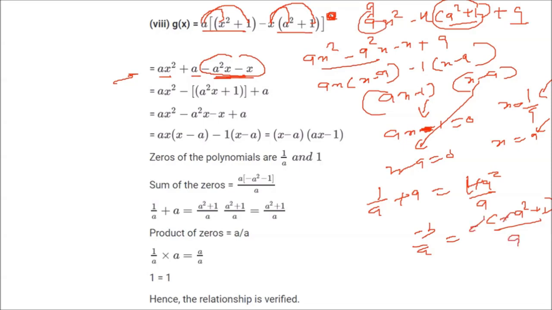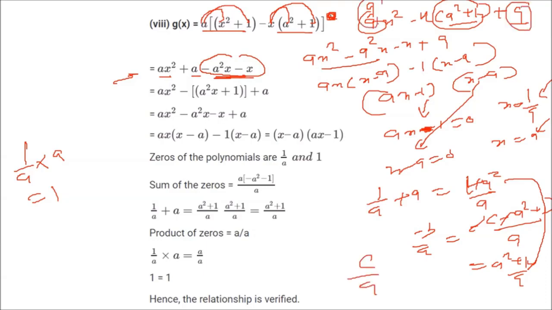Now this cancels out. So this is a square plus 1 by a. This is exactly equal to this one. Hence verified. Now multiply these roots, 1 by a into a, you get 1. And what is the formula? Multiplication of roots is c by a. What is c here? A. And what is a here? A. So a by a is 1. So you get 1 and 1, verified.